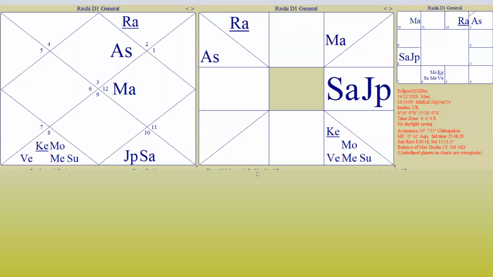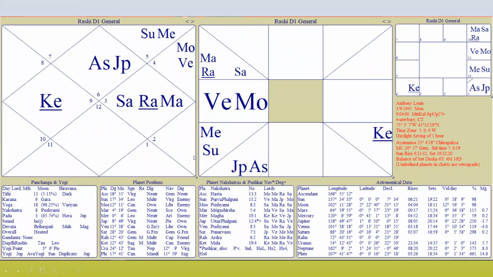Okay, let's do another one. Let's move to the next. Okay, Anthony. That's my chart. Yes. Do you want to tell us something about the chart? Just tell us where your placements are.